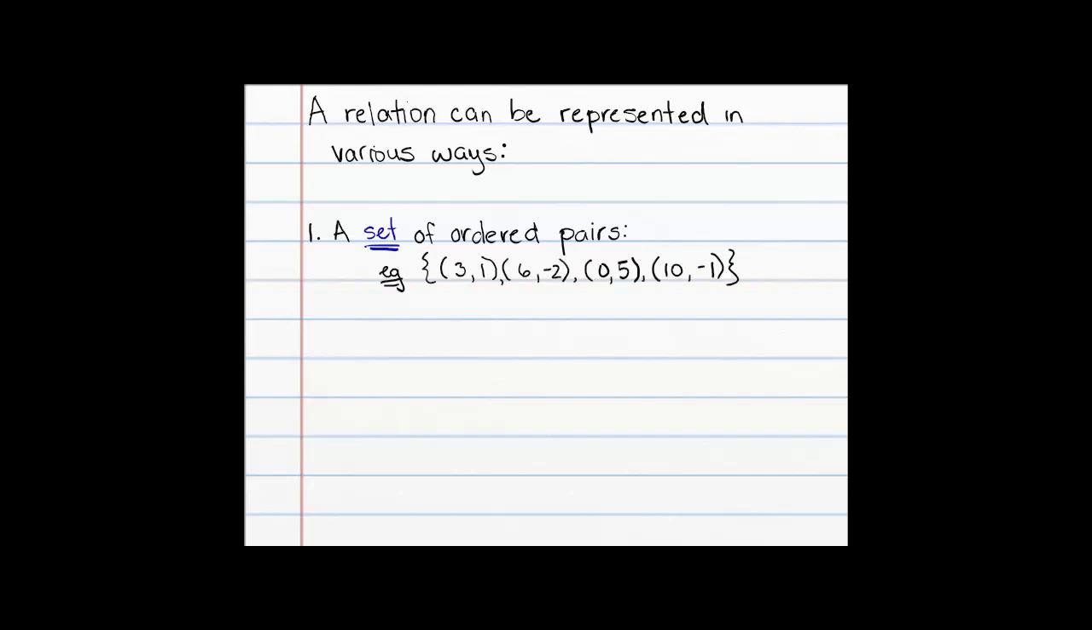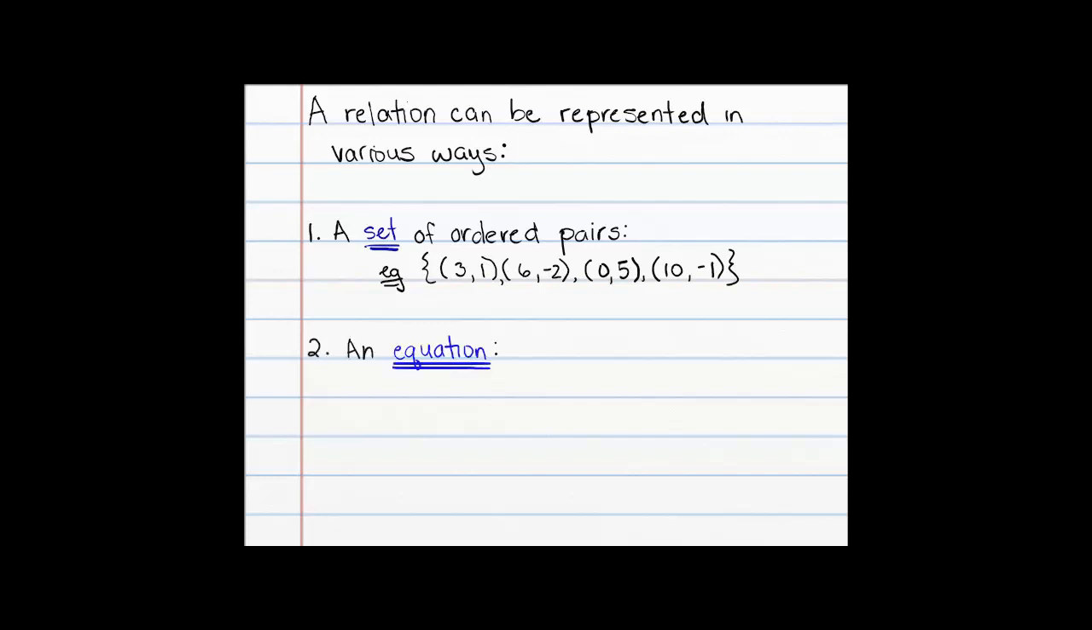A relation can be represented in various ways. The first one is what's referred to as a set. We talked about a set earlier as a grouping. If I have a grouping of ordered pairs, we use curly brackets to represent a set. They're called set brackets, and I can put a bunch of ordered pairs together into what's called a set.